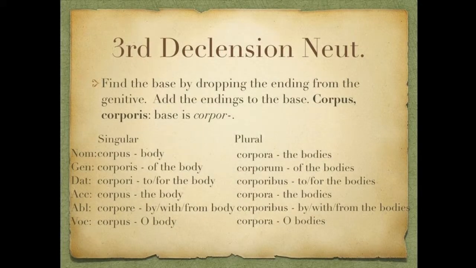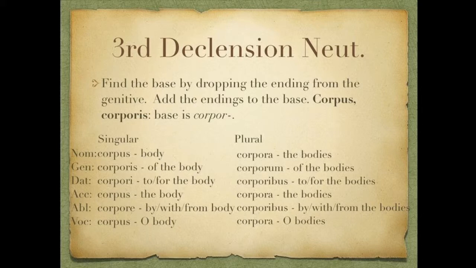So let's go ahead and take a look at an example for neuter third declension. Form the same way, dropping the case ending from the genitive and then adding the case endings. So nominative singular. Here's our example now, by the way, corpus, corporis. The basis is corpor-, which we got by dropping the -is. So nominative singular, corpus, the body. Genitive singular, corporis, of the body.